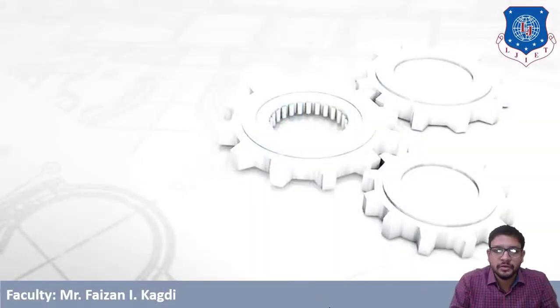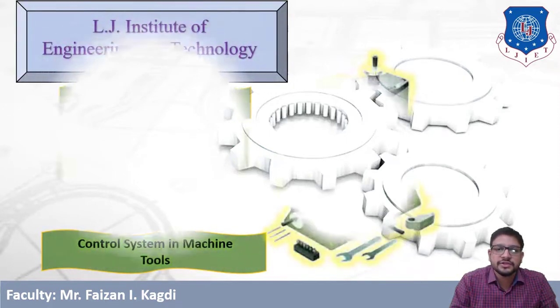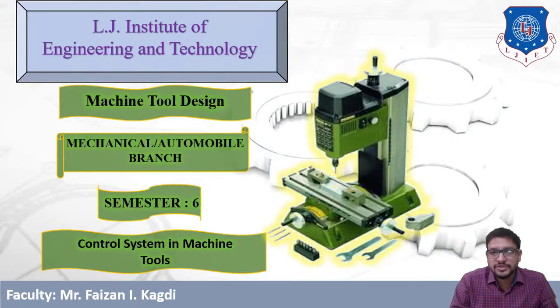Hi friends, in our last session we started with our new chapter, control system, in which we discussed functions, requirements and classification of control system. In today's session we are going to discuss centralized control system: simple centralized control system and pre-selective centralized control system.